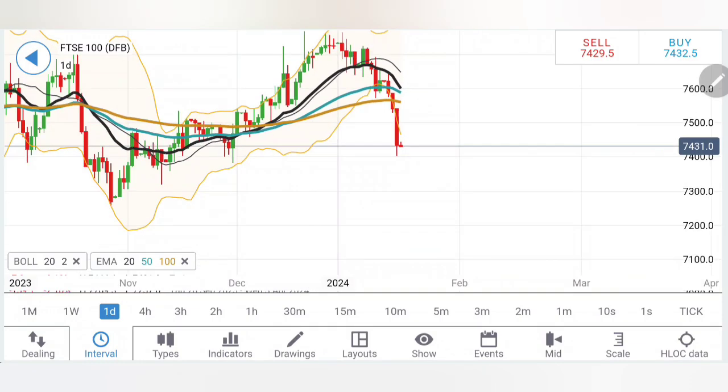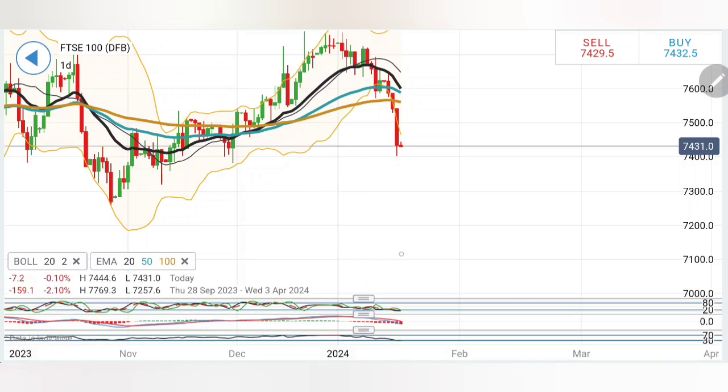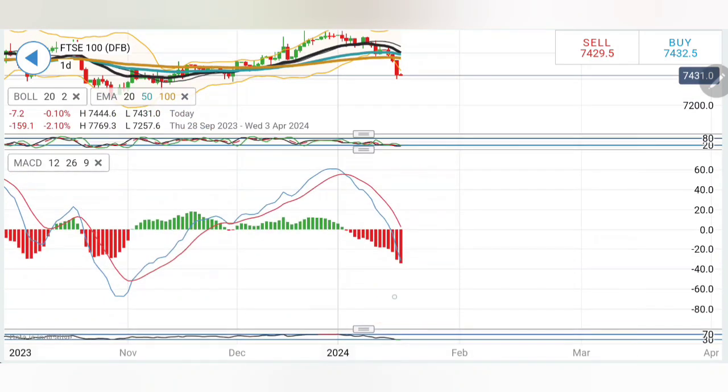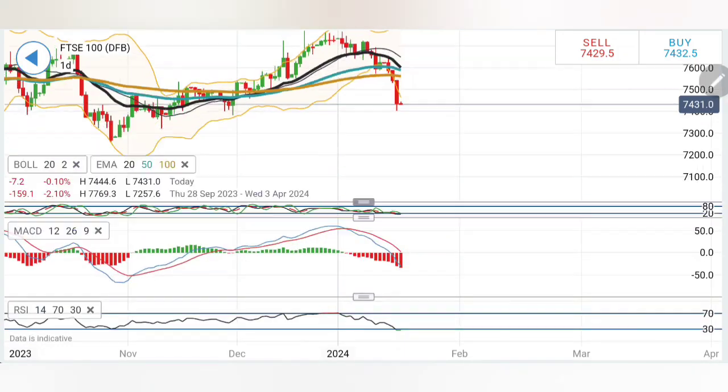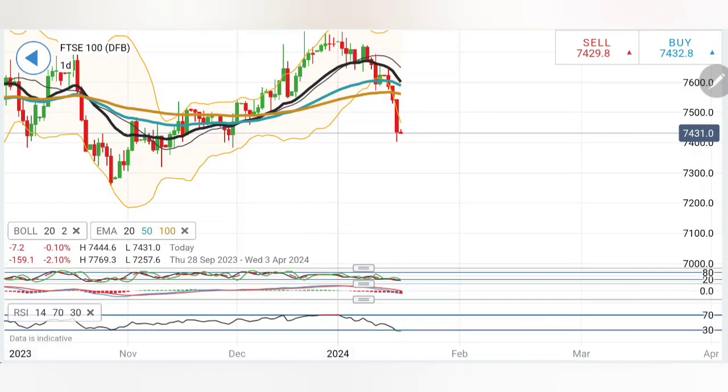So 7400, 7380 is the first support zone. Below that 7320 levels will be seen. Stochastic oversold, MACD is extremely divergent, extremely bearish, RSI oversold as well. Considering this, similar observation: sell at 7420, buy at 7450 levels. Above 7450 we can look forward for it to move towards the 7480 zone, which if it breaks past, then we can consider this for a reversal, as there is more bearish trend. On the downside, below 7420, 7400 and 7380 are the two support levels, below which 7350 and 7320 will be seen.